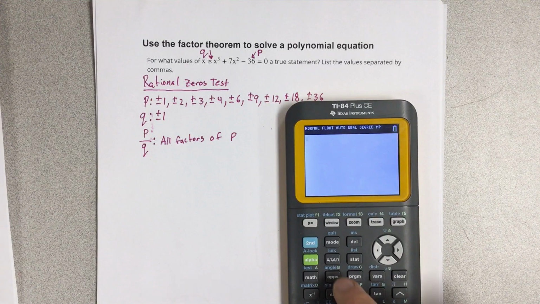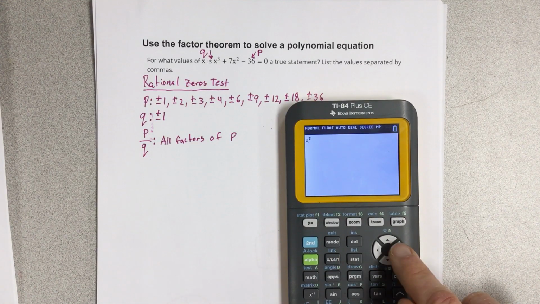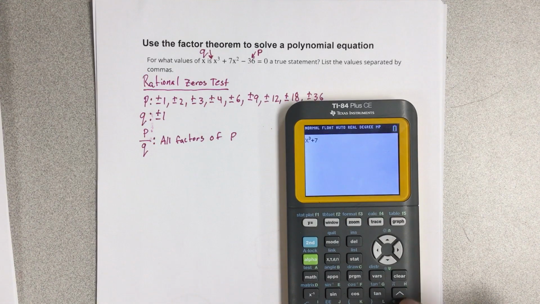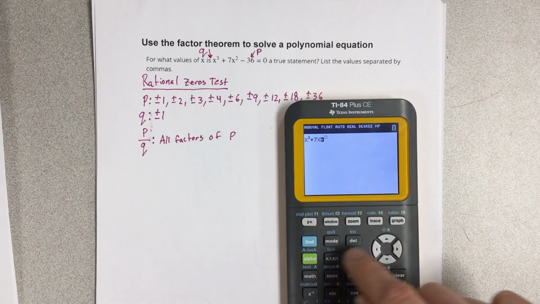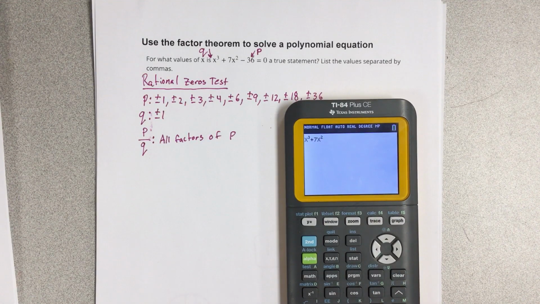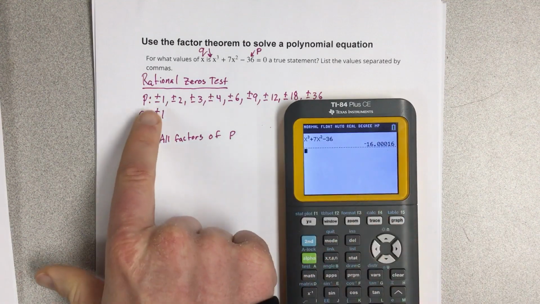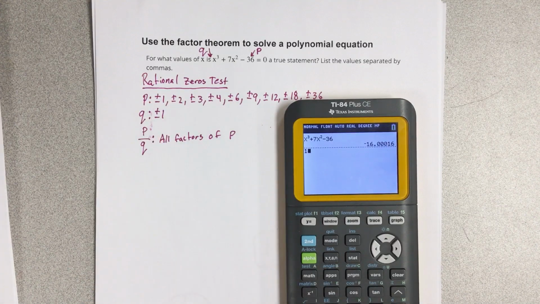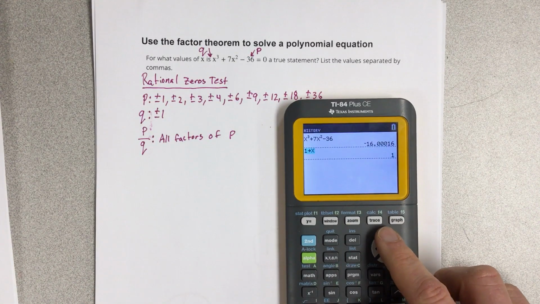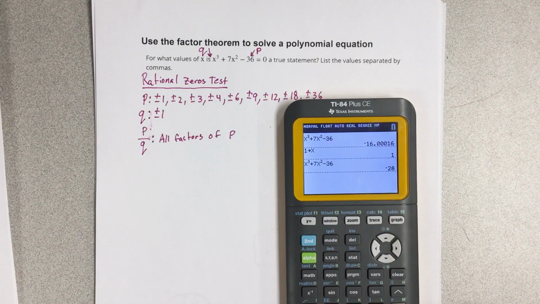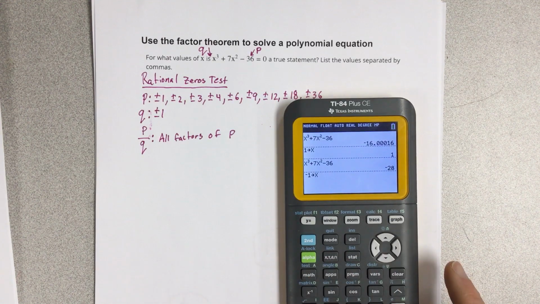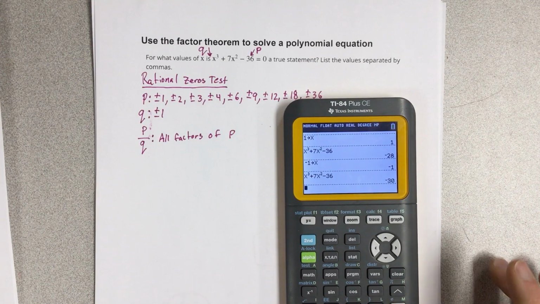So we're going to type in x cubed plus 7x squared minus 36. And then I'm going to store positive 1 as x, and then put it in that equation. I get negative 28. So that didn't work out. I didn't get a 0, so now I'm going to use negative 1. I'm going to store it as x. Grab this equation. I get negative 30. So positive 1 and negative 1 don't work.